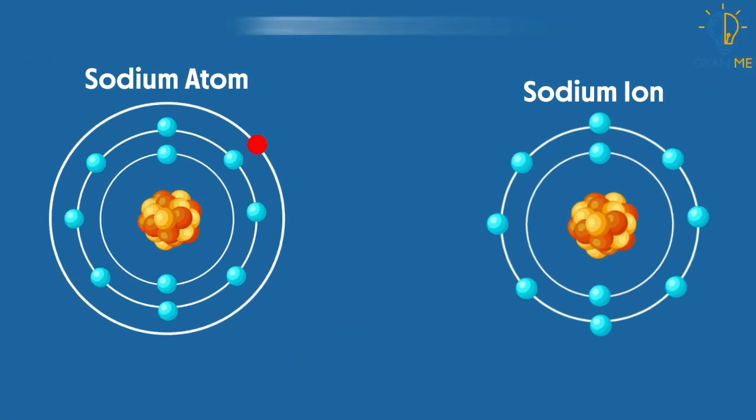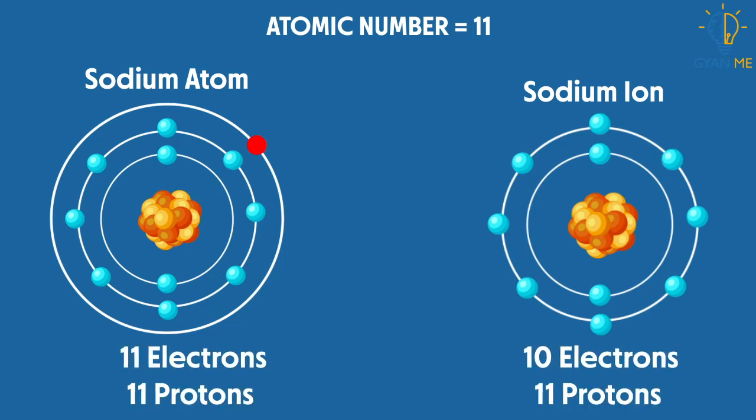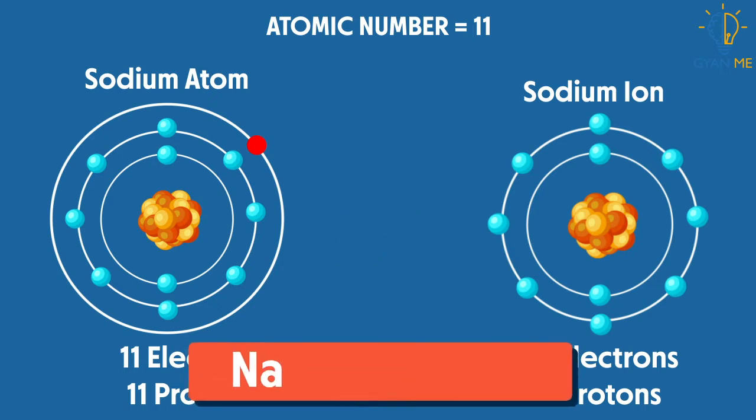But students, nucleus of sodium atom still continues to have 11 protons, while the electrons have gone down from 11 to 10. As the number of protons are more as compared to electrons, sodium gets a net positive charge on it. Thus we can say that sodium forms a cation, that is Na+. We can write this as Na donates its electron and becomes Na+.